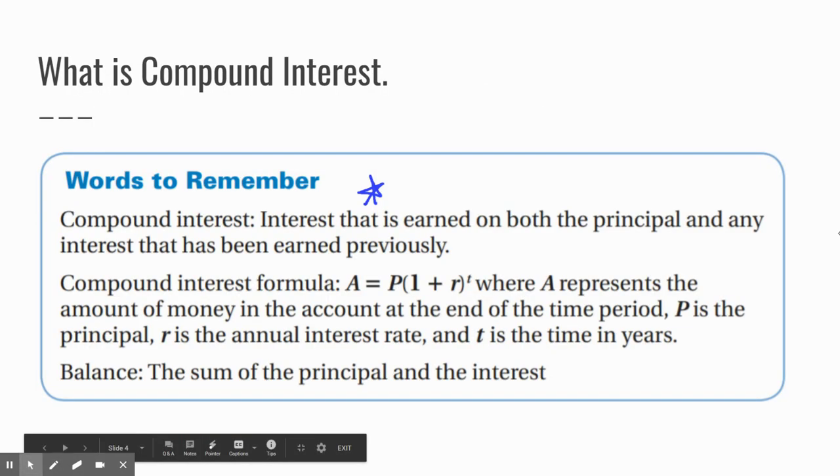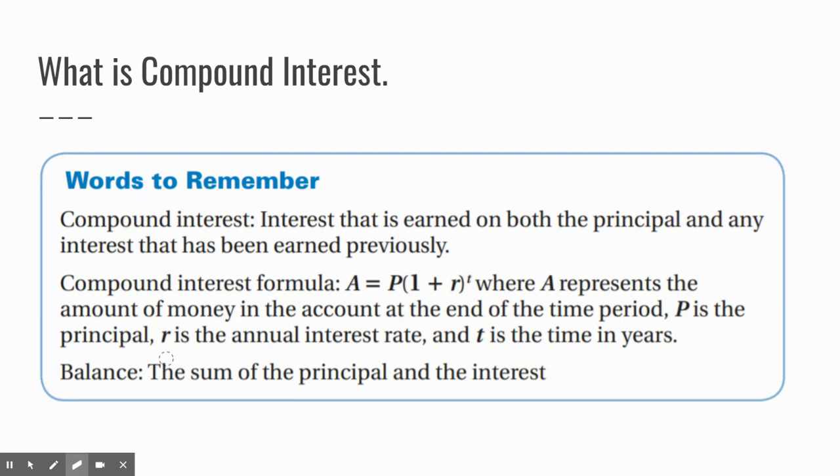All right, so compound interest is interest that is earned on both the principal and any interest that has been previously earned. Okay, so that's what compound interest is. We are going to learn a formula to use. So today we're going to learn this formula. I would definitely write this down.